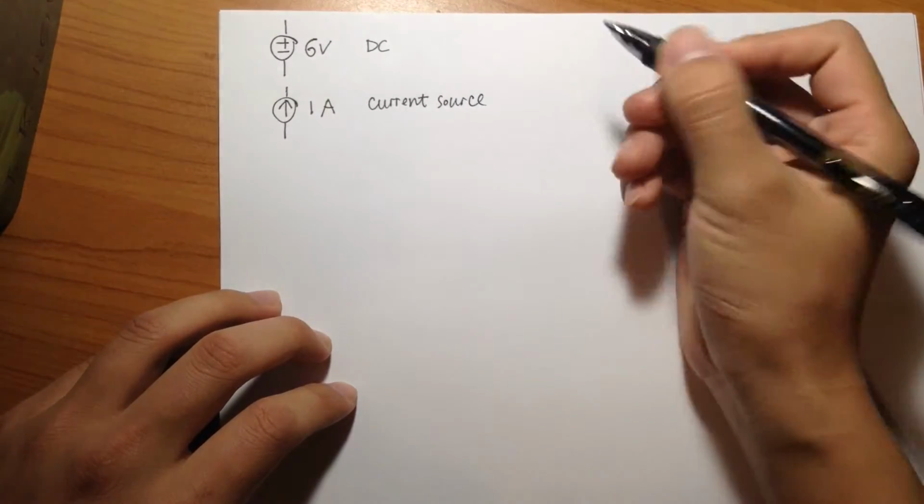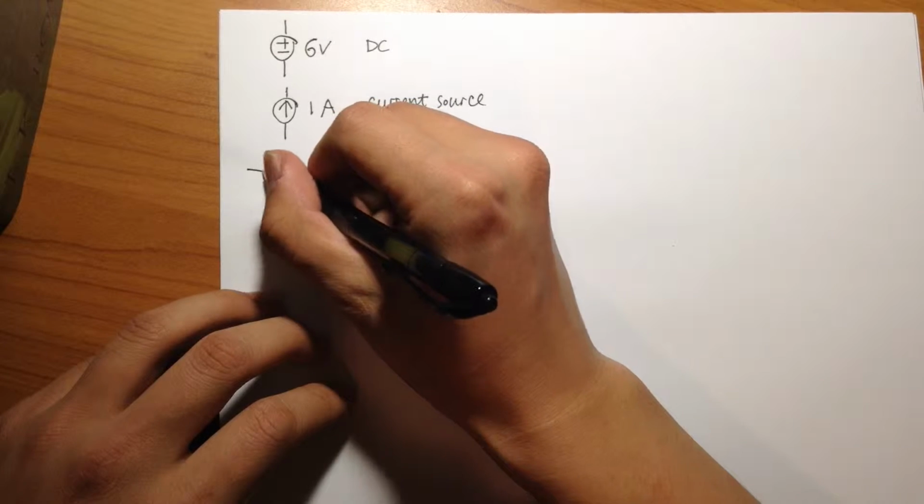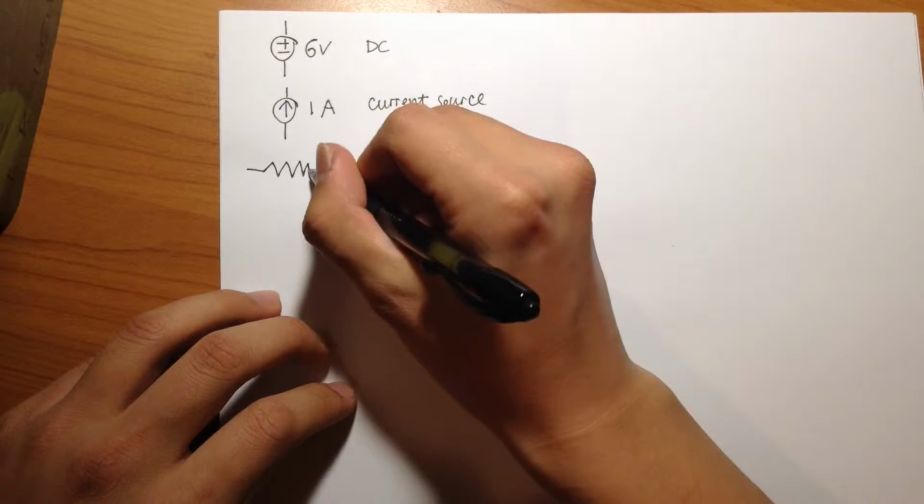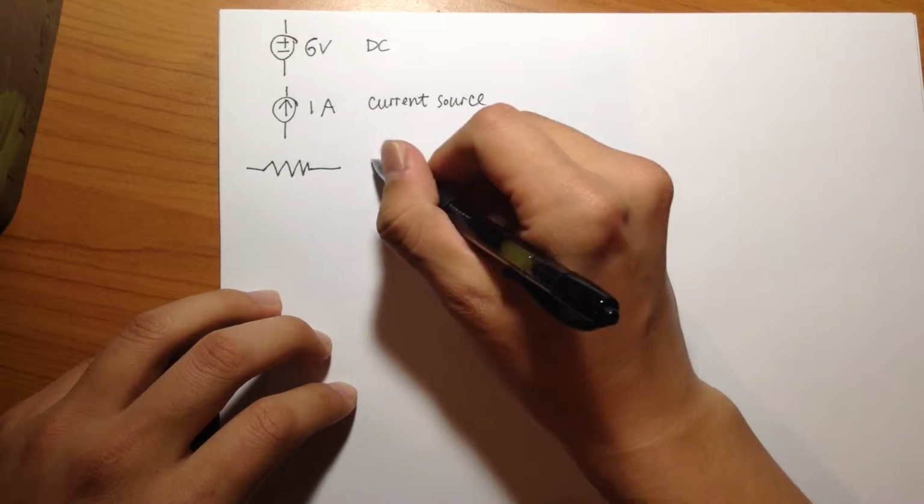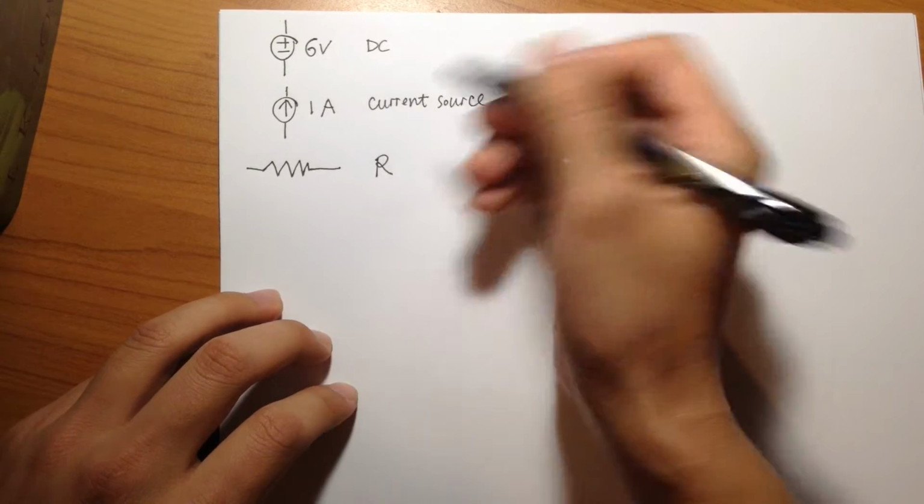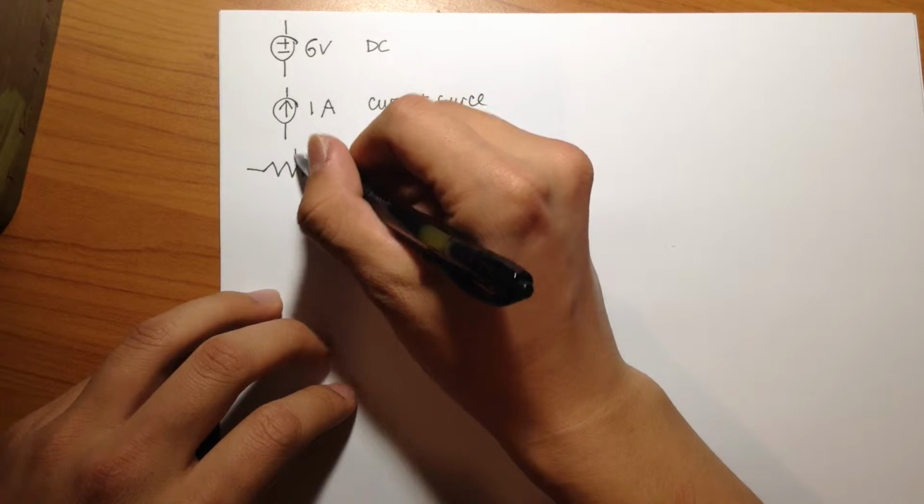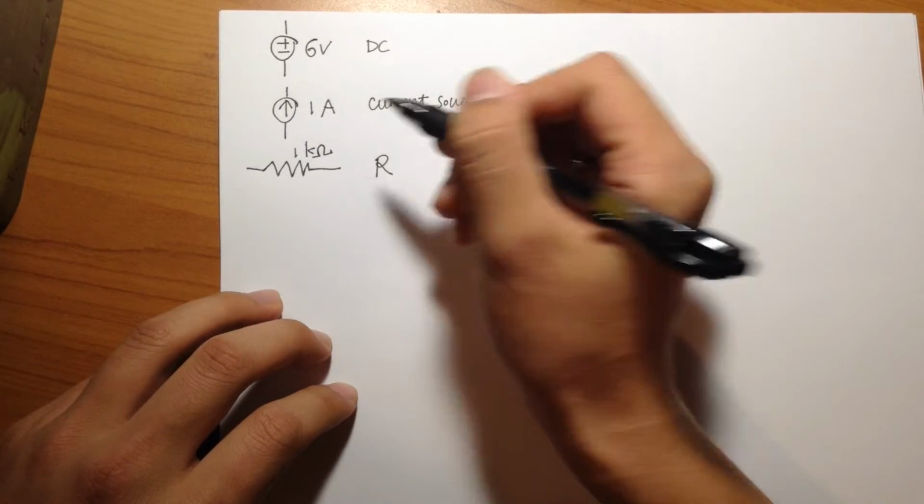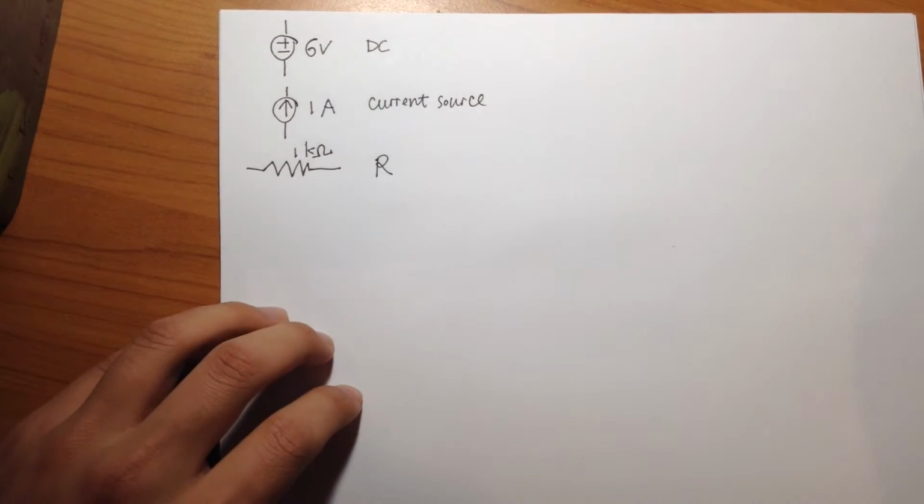And then we have the resistor. Resistor, you draw it like this, the wavy lines. So that would be resistor. We label it with R. If you have any value that you know, let's say 1 kilo ohms, like that.